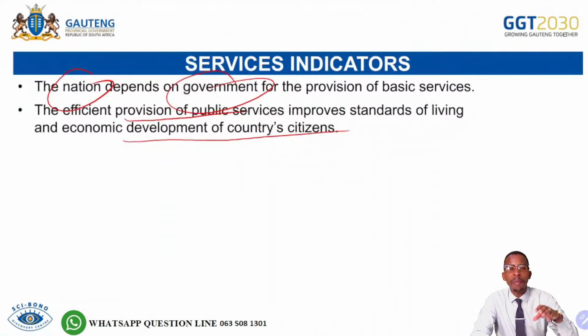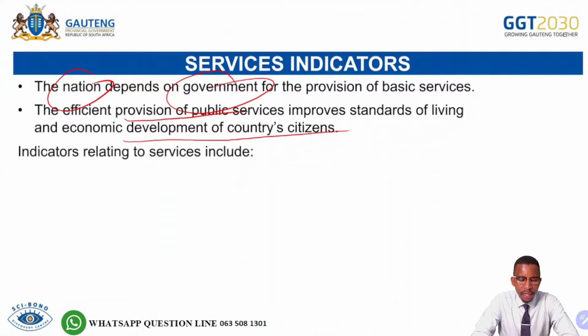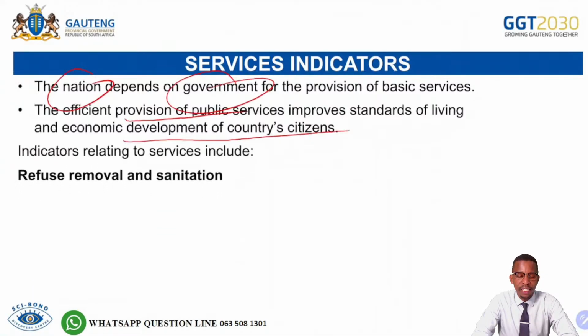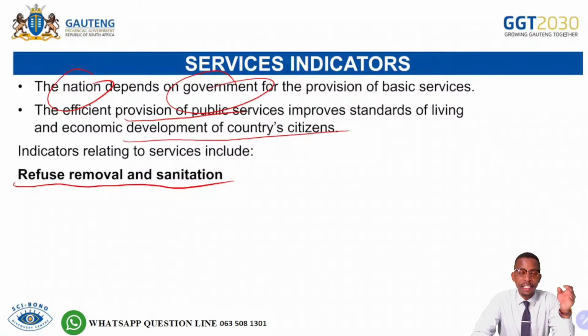Those services must be made available adequately because they determine the welfare of people, also the standard of living of people, and even life expectancy. Indicators relating to services include refuse removal, remember, and sanitation. It is very important for the state to intervene, especially in cities, to ensure that refuse removal programs are in place so that the environment will be kept neat and people will not be affected by illnesses.